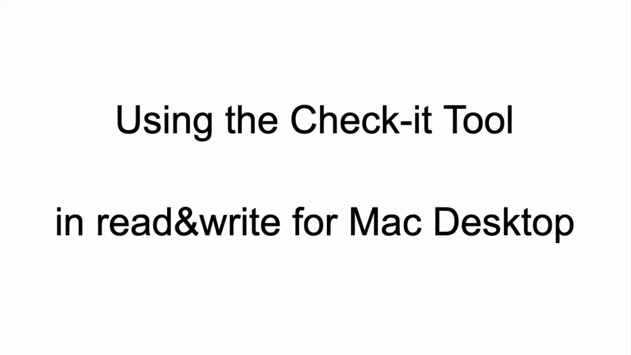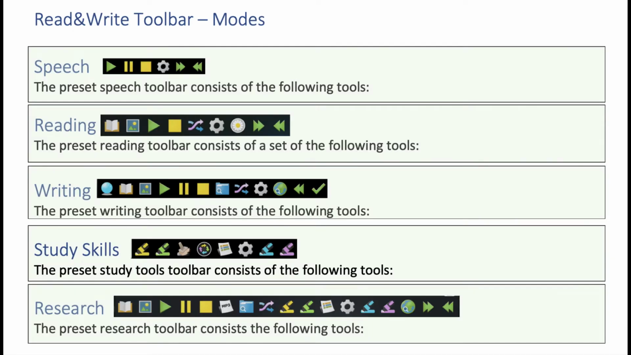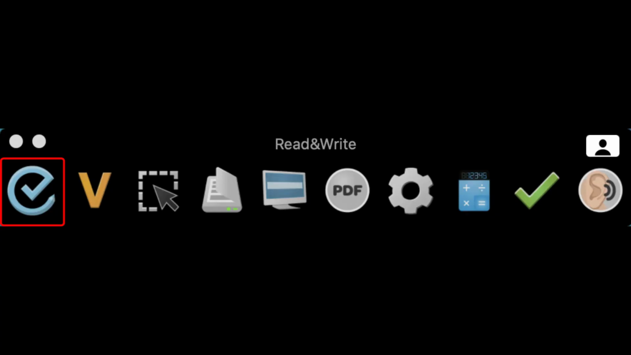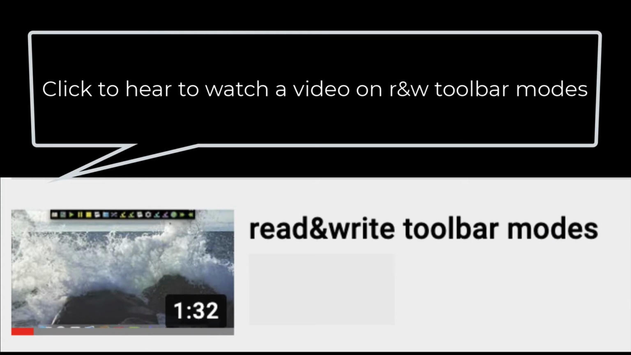This video will describe how to use the Check It tool in Read and Write for the Mac desktop. This tool is used to help a user identify potential errors in their writing. The Check It tool is not found on any of the pre-assigned toolbars, but can be placed on the user-defined toolbar. Refer to the Toolbar Modes video to learn how to customize a user-defined toolbar.